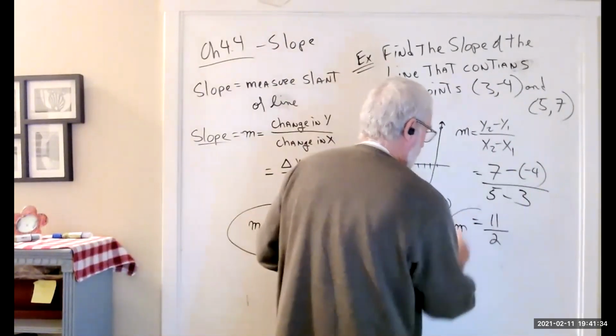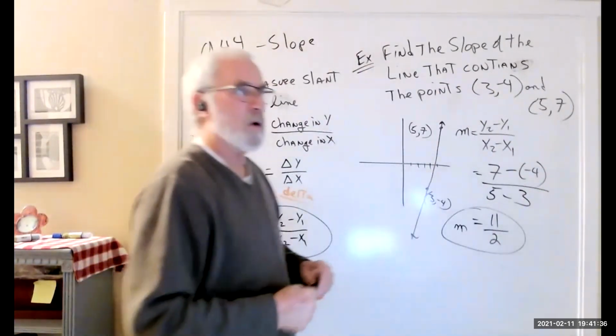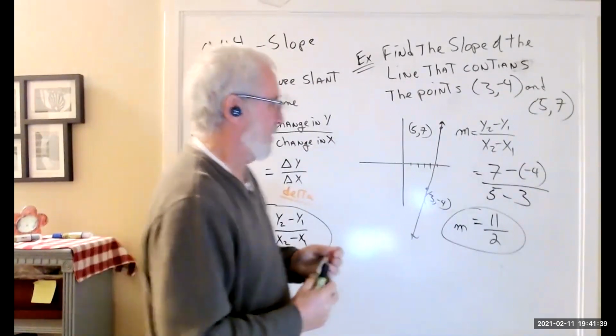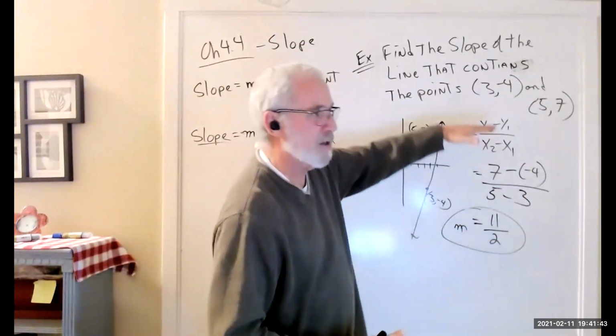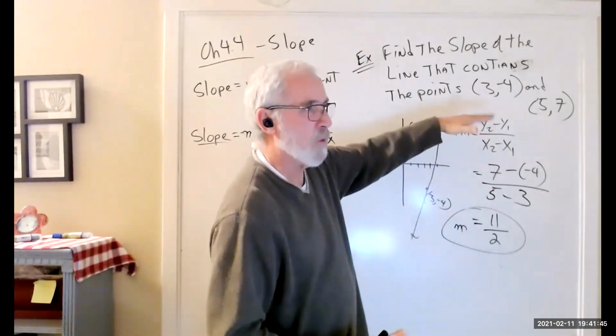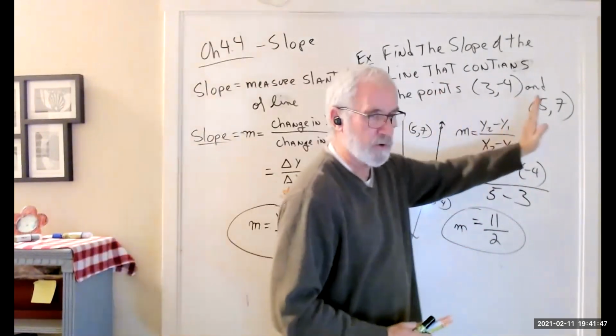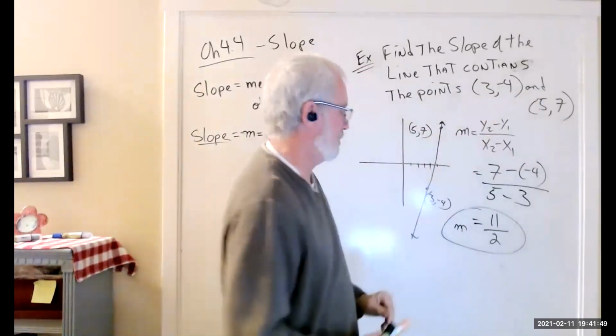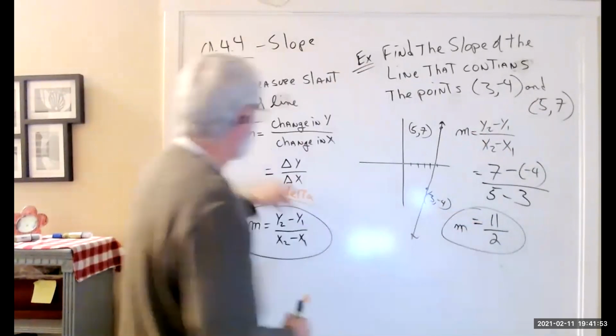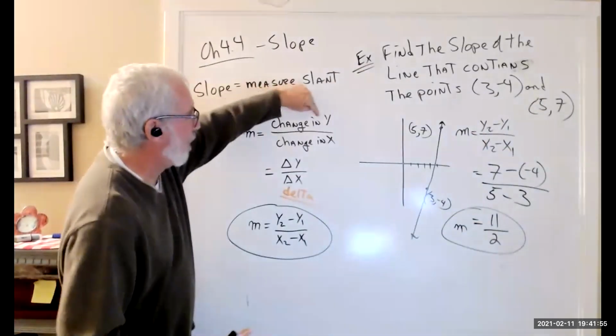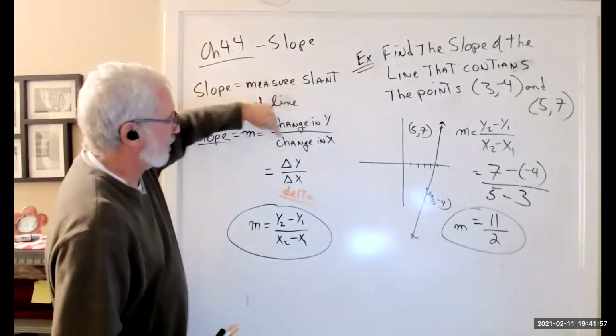You're done. Basically, that's it. What that means is the y values go up 11 when the x values go over 2. Remember, the top number is the change in y. The bottom number is the change in x.